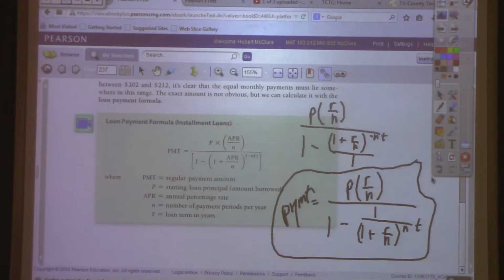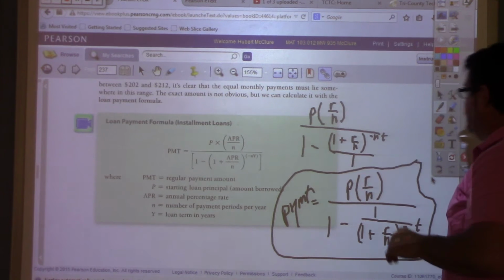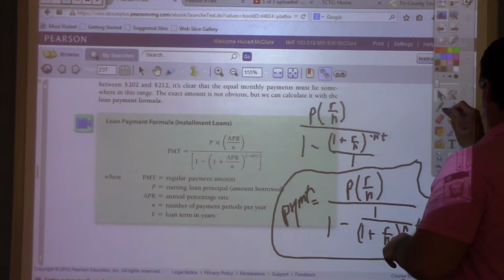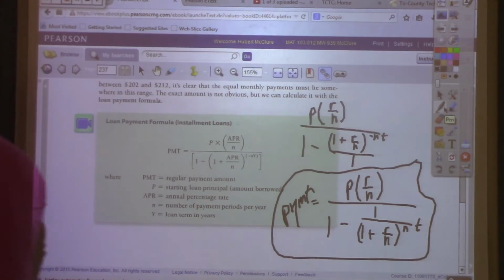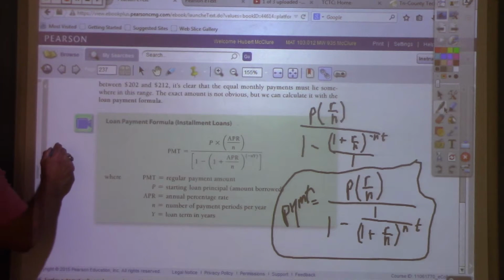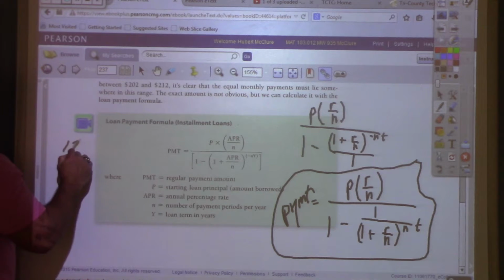All right, so let's find it. Let's make an example. Let's say you want to go out and buy a car. You buy a used Dodge 4x4 from a dealer, okay? I got mine for like $7,000, and yours is $12,000.